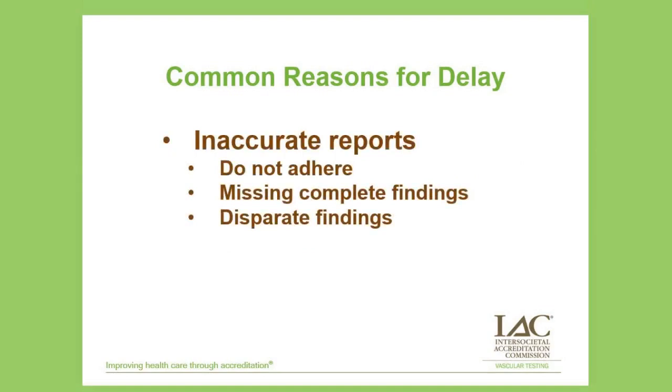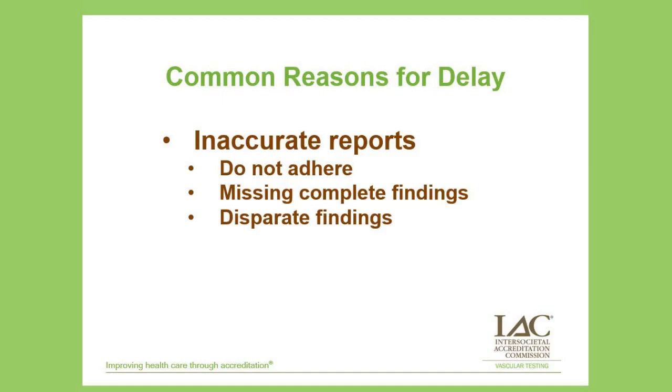Another common reason for delay are inaccurate reports. Physicians do not adhere to the criteria. You want to make sure your reports reflect the criteria exactly as it's written. If your criteria says 50 to 69%, make sure your report says 50 to 69%. It can't say 50 to 79. Also, make sure it is reflecting the category that it should.